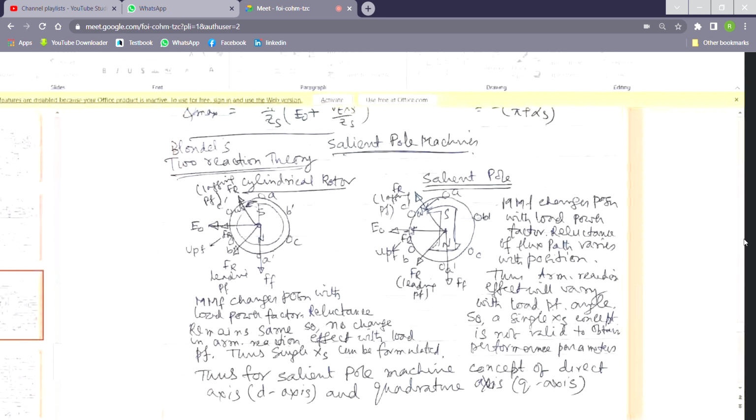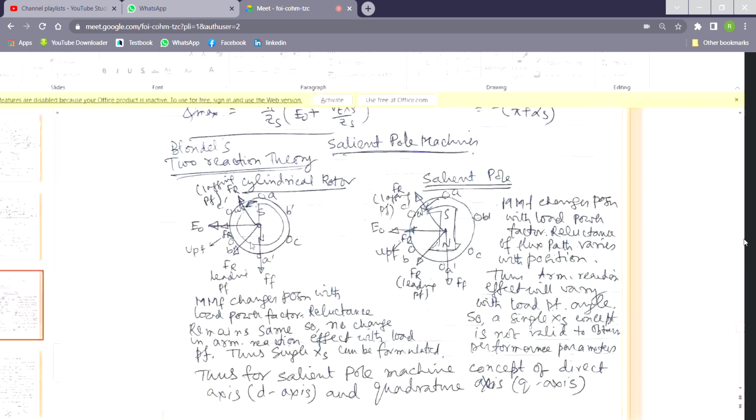So therefore, you see the armature reaction effect will be more prominently varying here compared to the cylindrical rotor, because in cylindrical rotor, armature reaction effect depends on the flux produced by the armature MMF, and since it is not dependent on the position of the armature MMF phasor, only on the magnitude, therefore we have only one variant, the magnitude variant of the armature MMF. But here we have both magnitude and position variants.